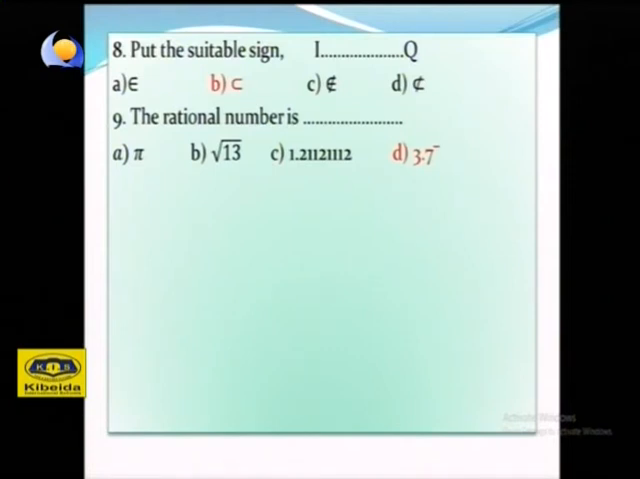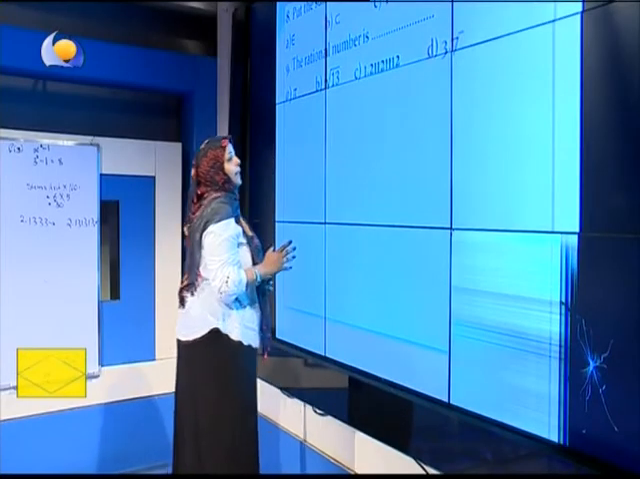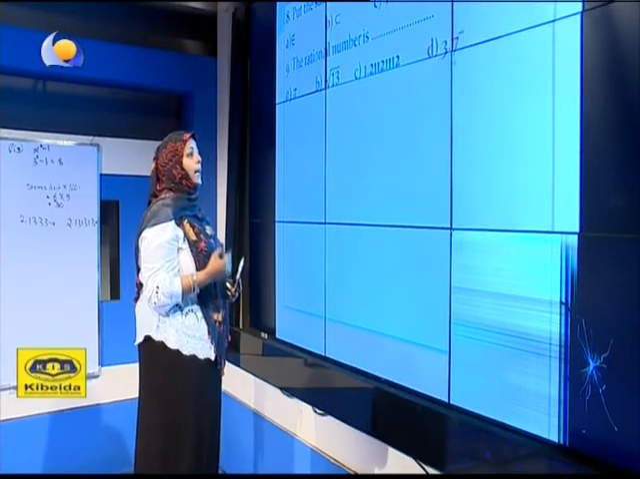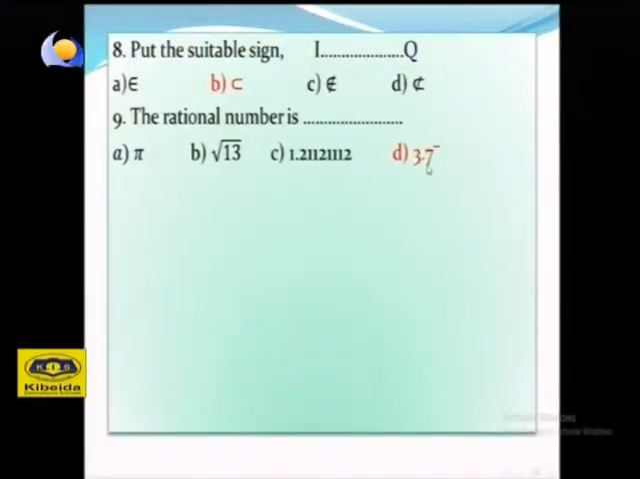The C is 1, 2, 1, 1. They are trying to make it look as if it is recurring, but it's clear that it's not recurring. The 1 is repeated twice here and 3 times there. It's clear that 3.7 recurring is a rational number because it's a recurring number, and we know that recurring numbers can be written in A/B form, so it is a rational number.